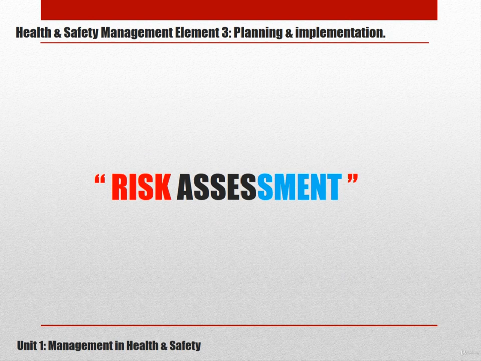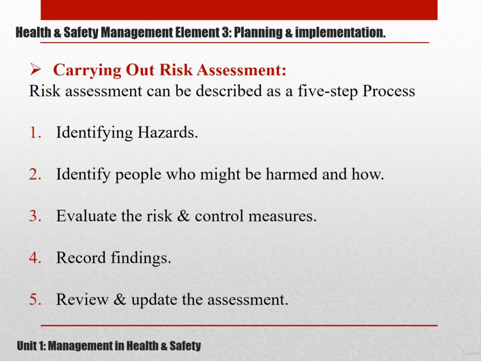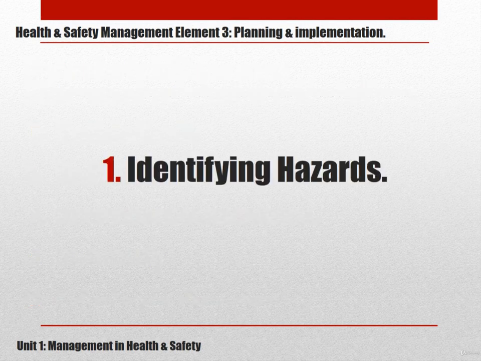Last lecture we started learning about the risk assessment. We learned the definition and the objectives, who is ideal to carry out the risk assessment, and the criteria of it. Today we continue with the next point: the steps to carry out the risk assessment. Risk assessment can be described as a 5-step process, which are identifying the hazards, identifying people who might be harmed and how, evaluating the risk and the control measures, recording findings, and reviewing and updating the assessment. So let's look at each step in more detail.